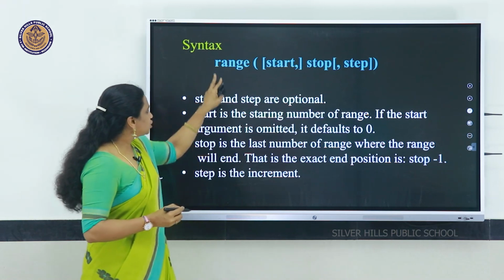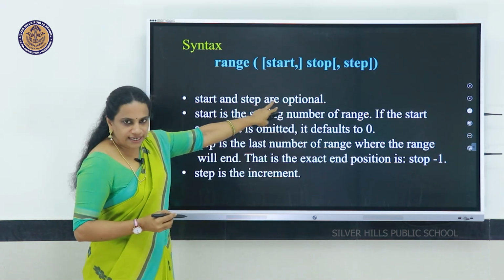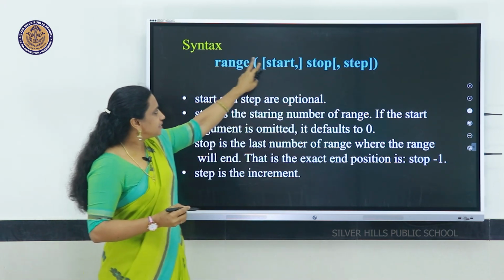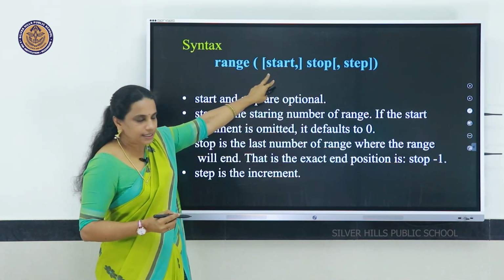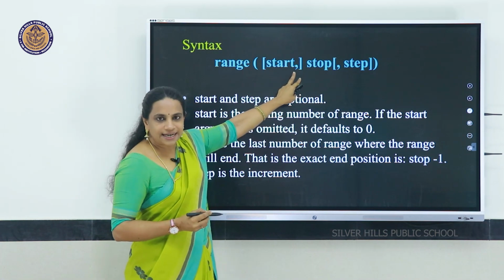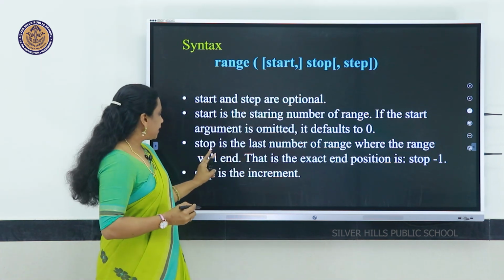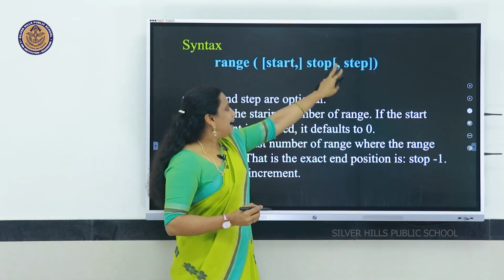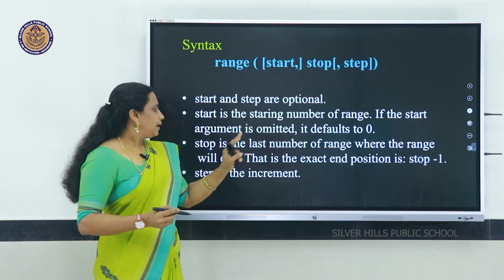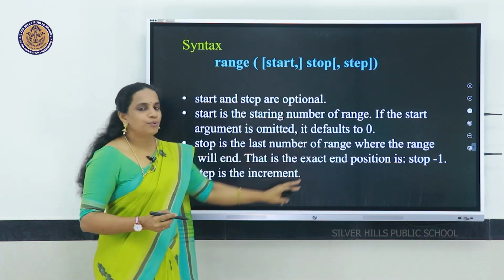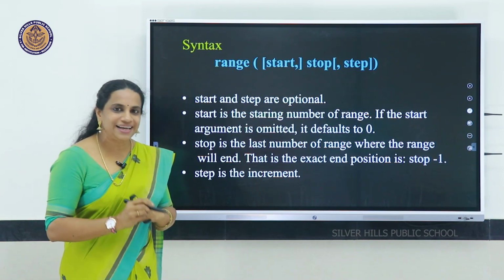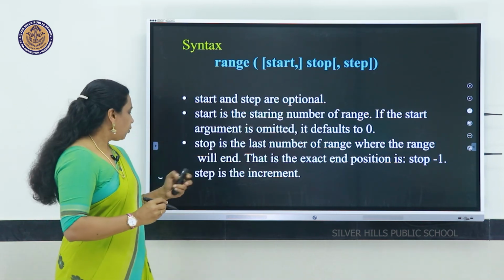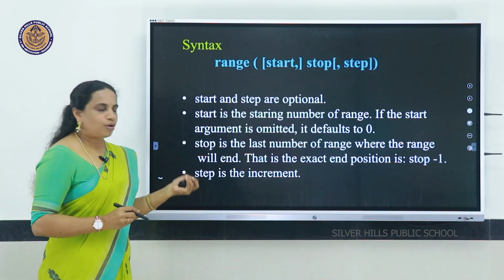Now, please go through this one. Start and step are optional, very important. Start is the starting number of the range. If the start argument is omitted, then 0 will be considered as the start value. Similarly, stop is the last number of the range. That is, the exact end position is stop minus 1. Stop is excluded while creating the range. Okay. Now, we will discuss for loop.